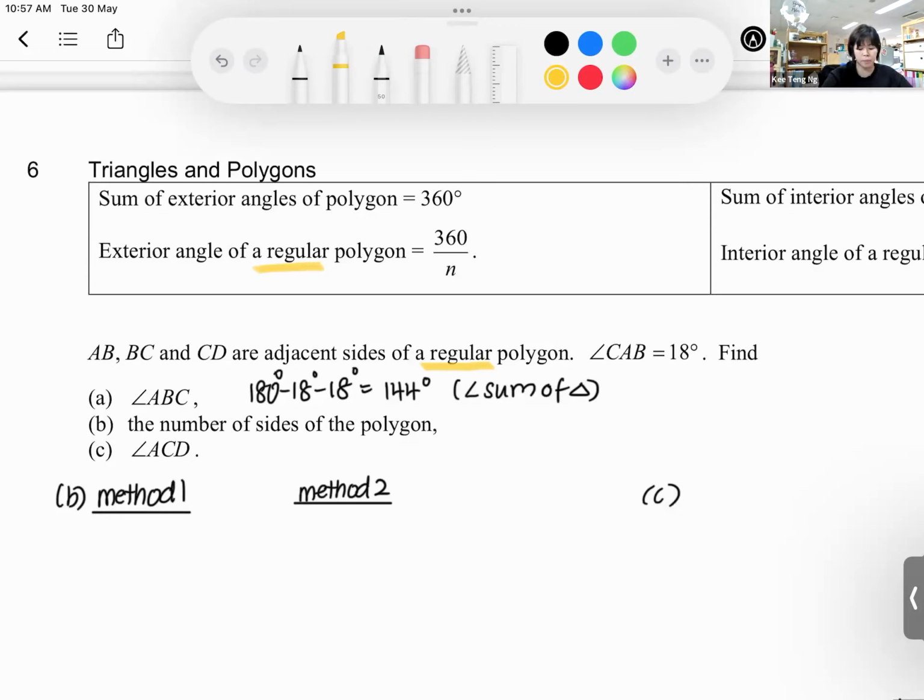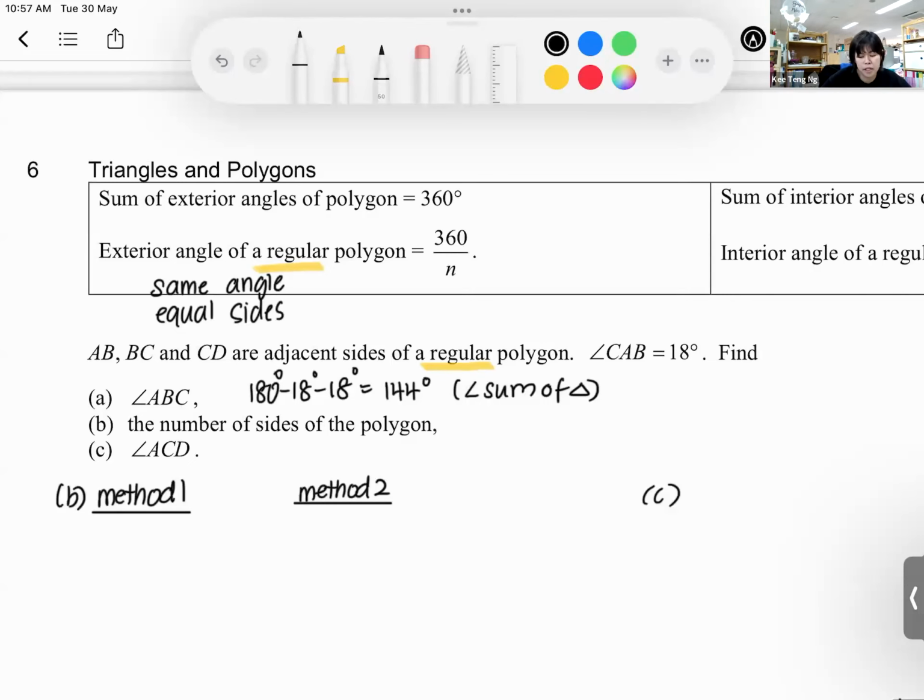No answer. Okay, never mind, I talk to myself. Regular polygon means all the angles of the polygon will be the same, and the lengths of the sides of the polygon will be the same. So you have same length, same angle, and equal size.